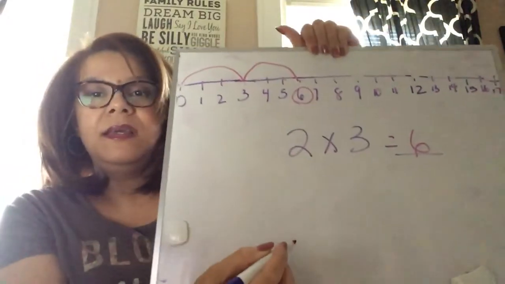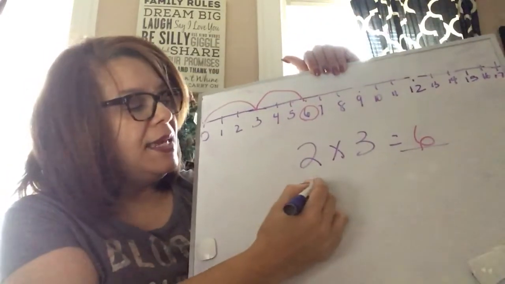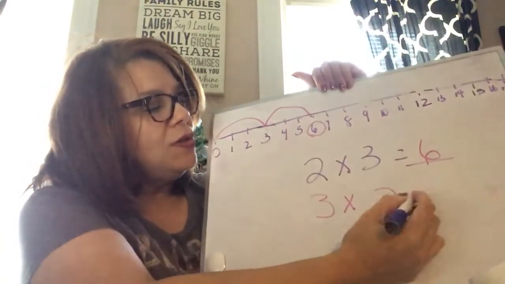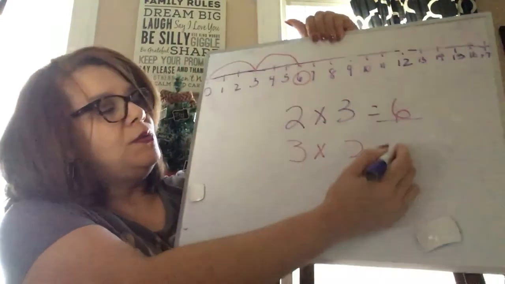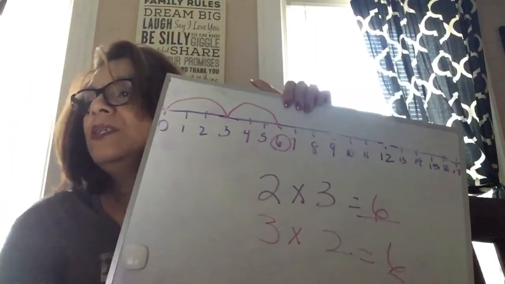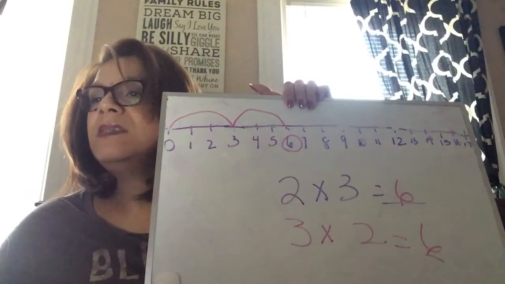It's 6. The commutative property says that 2 times 3 is the same as 3 times 2. So 3 times 2 is equal to 6. And these are called related facts.